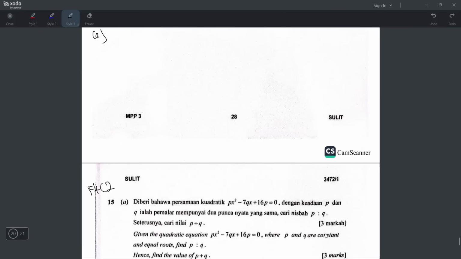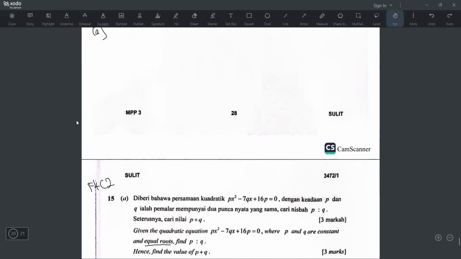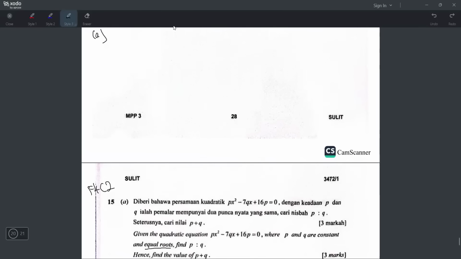Where p and q are constants, and equal roots. I see the keyword already. Equal roots, and then find p ratio q, and then find the value of p plus q. I think you have to find p and q separately first, then only you can find the sum. The keyword here is equal roots. So when it's equal roots, the discriminant b squared minus 4ac will be 0. Equal roots means b squared minus 4ac equals 0. Since your equation is already general form, you don't have to do anything extra. Just straight away b squared minus 4ac equals 0.